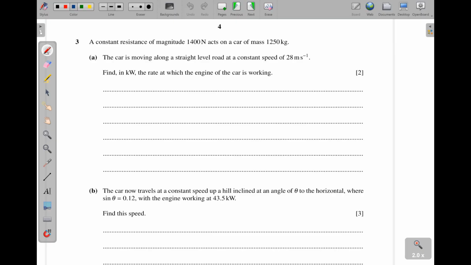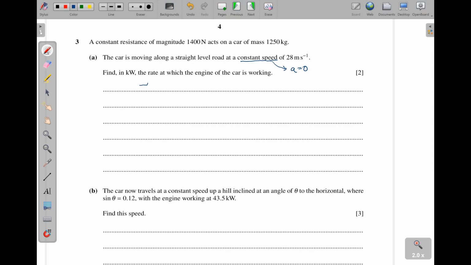Question 3. A constant resistance of magnitude 1,400 newtons acts on a car of mass 1,250 kilograms. Part A: the car is moving along a straight level road at a constant speed of 28. Now, if you have been following me from the start, we have always said that for constant speed, acceleration is always equal to 0. So find in kilowatts the rate at which the engine of the car is working.